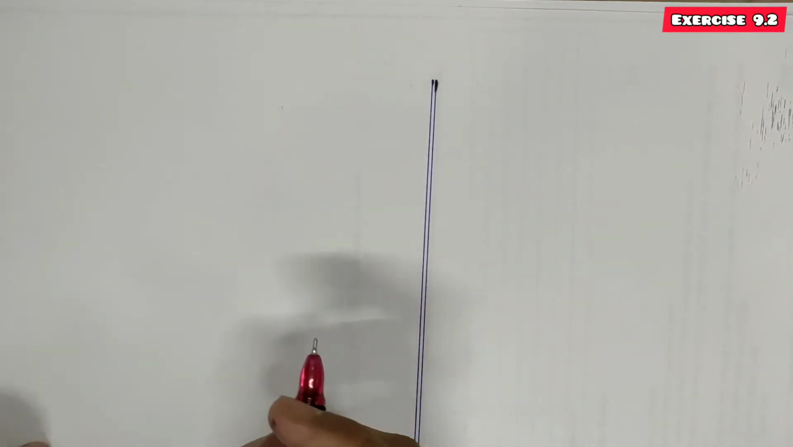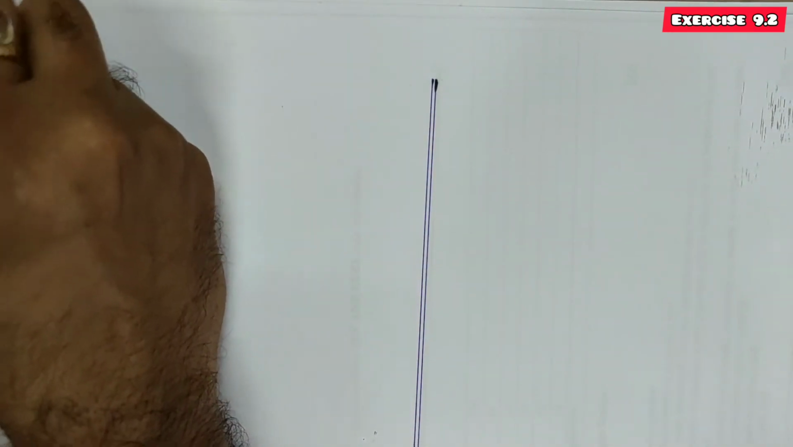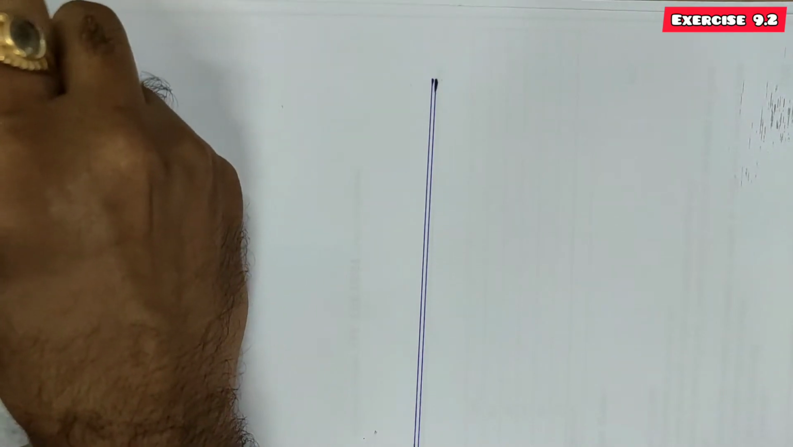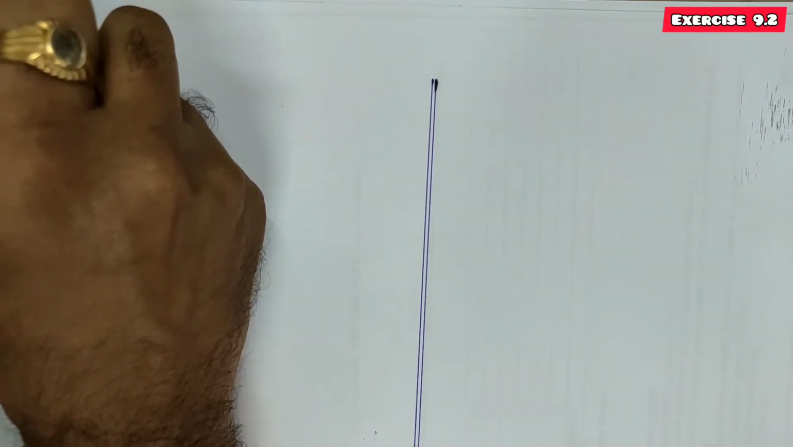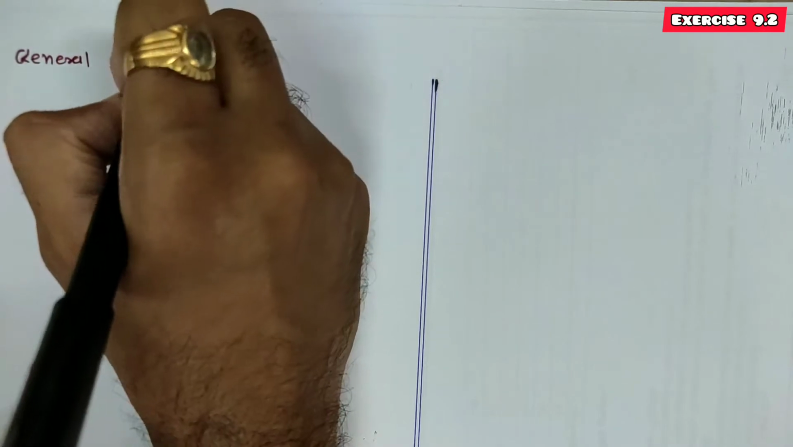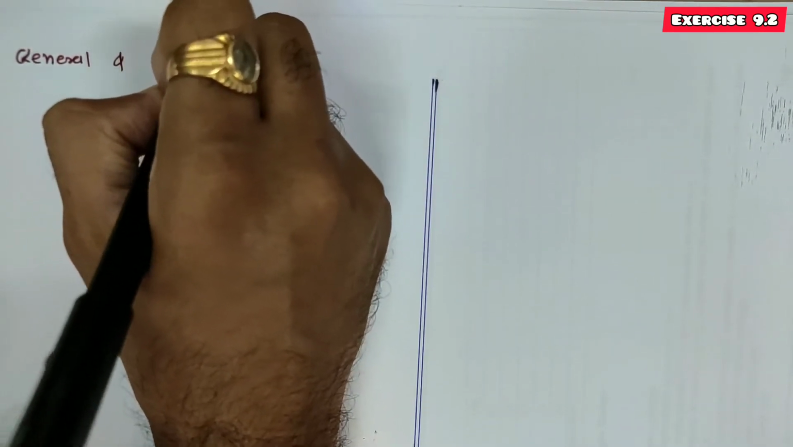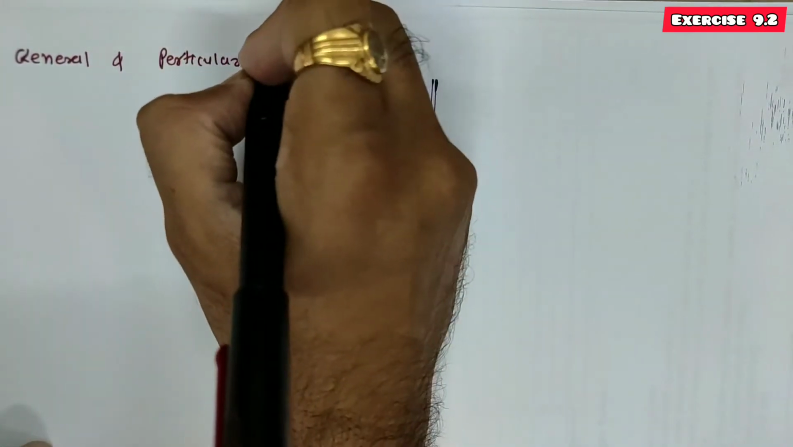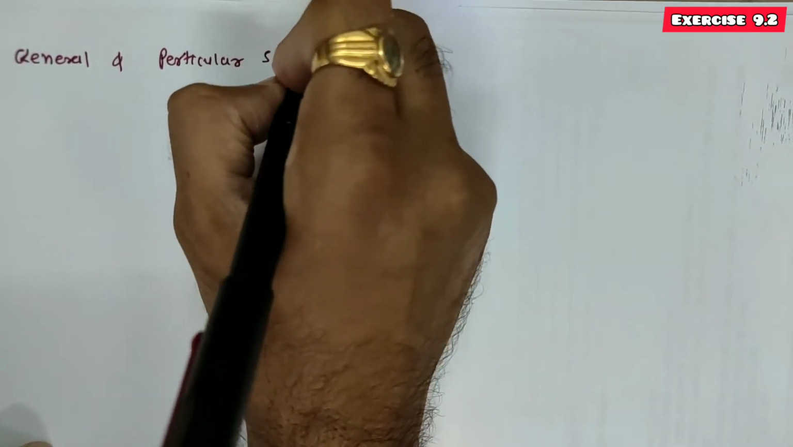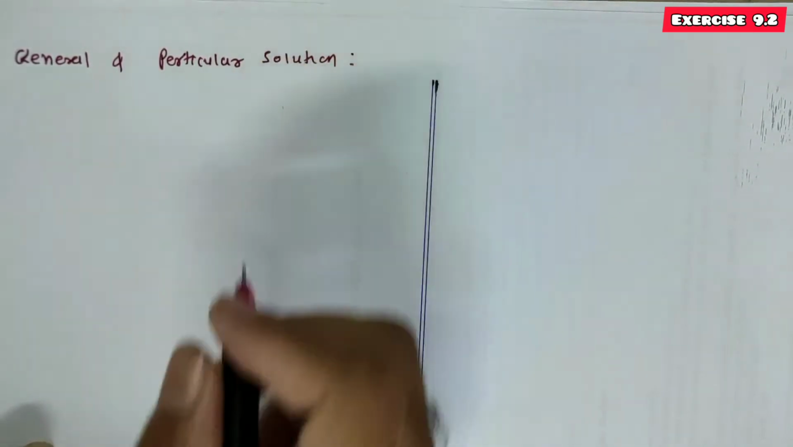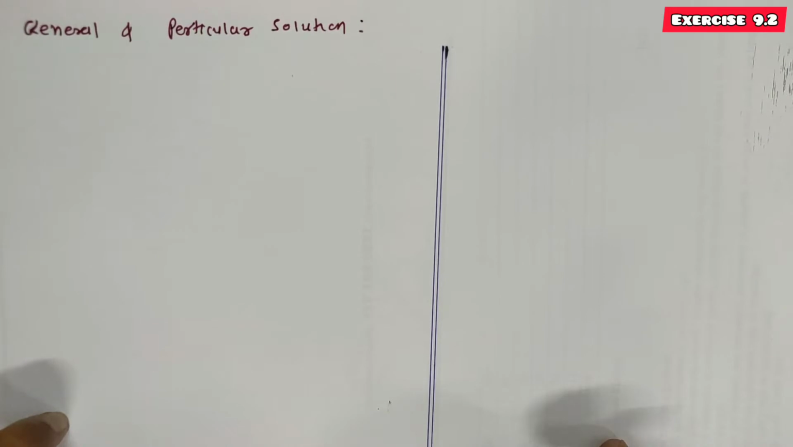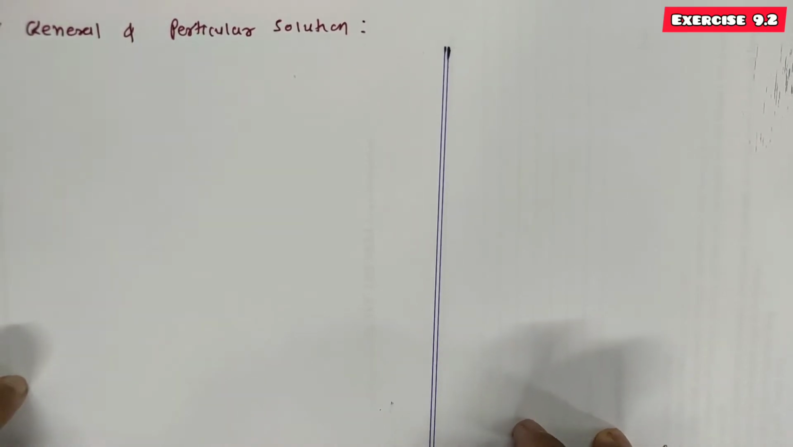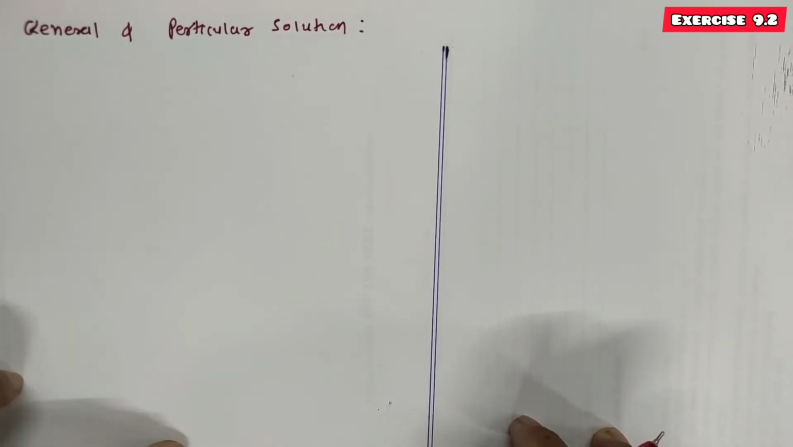Exercise 9.2. Here we have to study general and particular solution of a differential equation. So what is the solution? The solution of any equation is the value of the variable which satisfies our given equation.